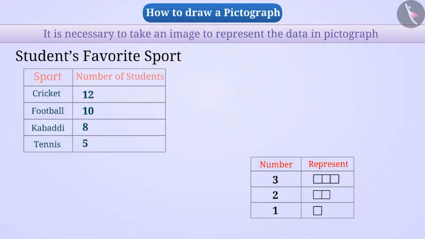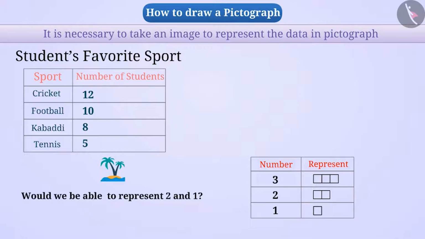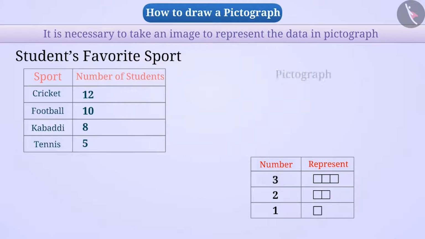Just think, if we had replaced this image with this one, then would we be able to represent 2 and 1? Think for a while. No. Hence, we should always use simple images. So, let's draw a pictograph by using the value of this image as 3.